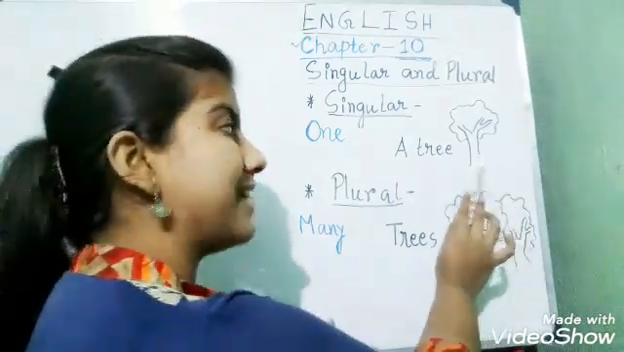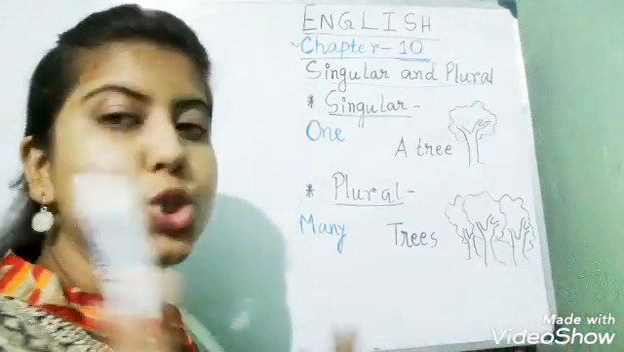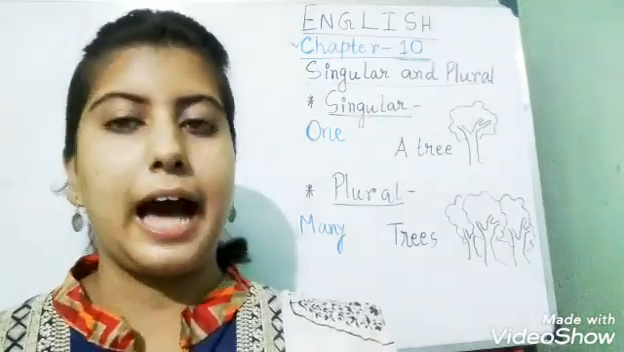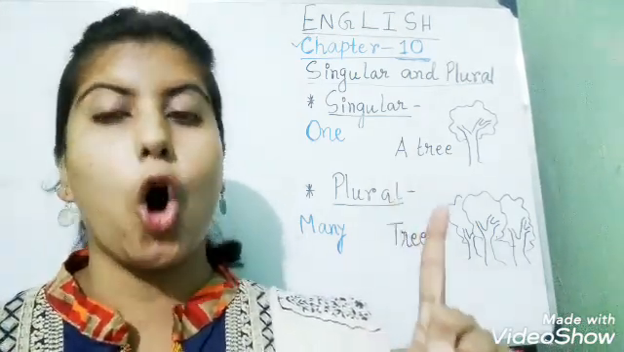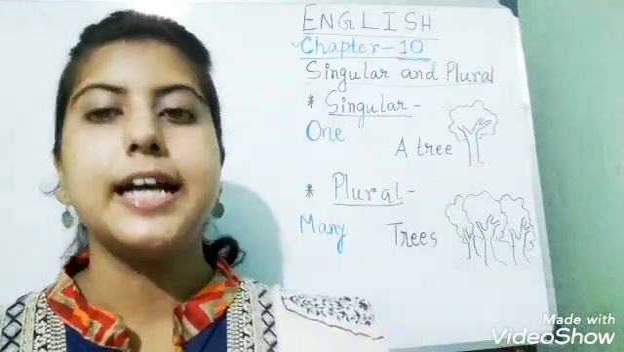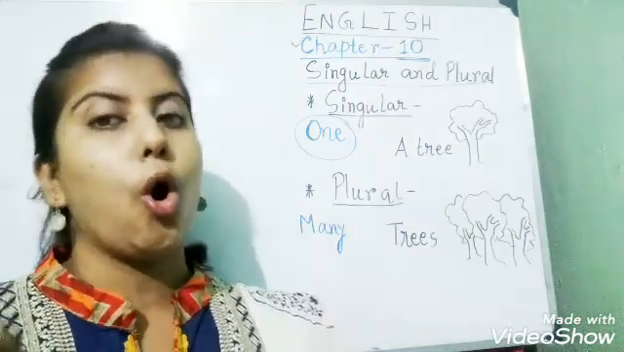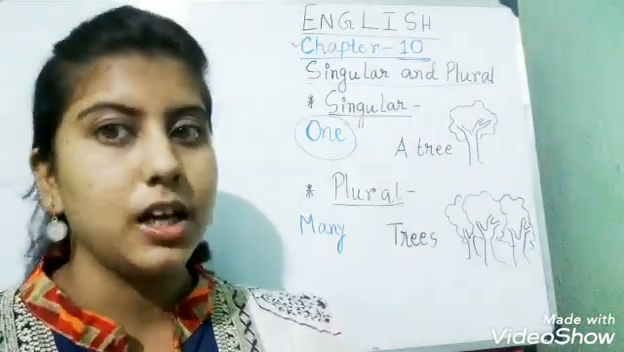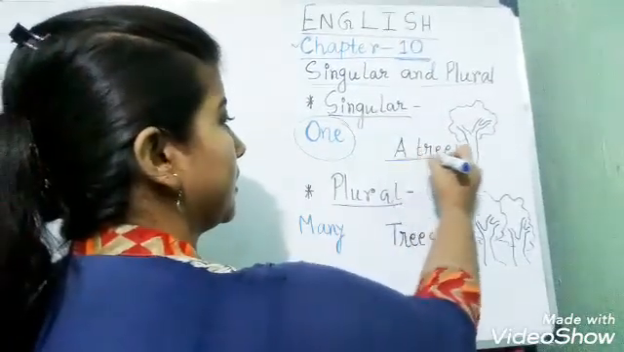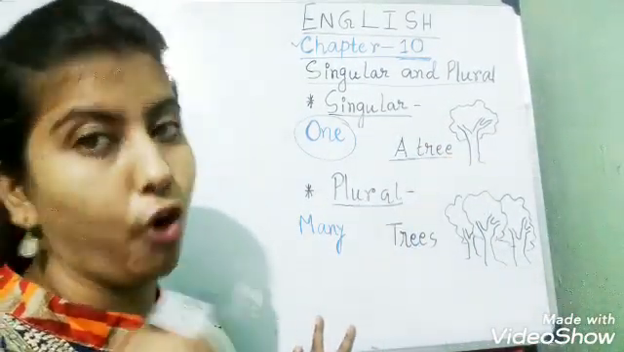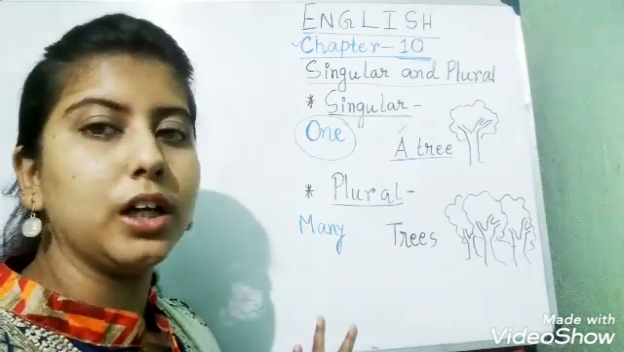Here I have drawn a single picture of a tree. And here I have drawn 3 pictures of trees. Now, what is singular and what is plural? A word that denotes one person or place or thing is called singular. So, when we deal with the name of one person or one thing or one place, it will be called singular. So, I have written a tree.